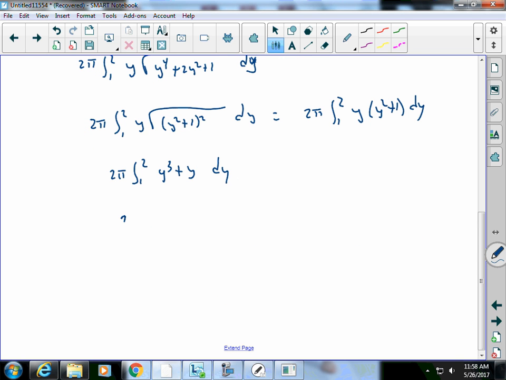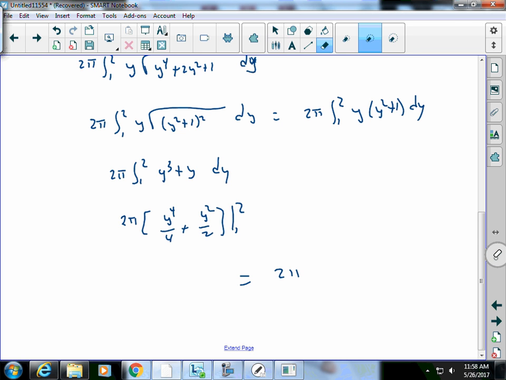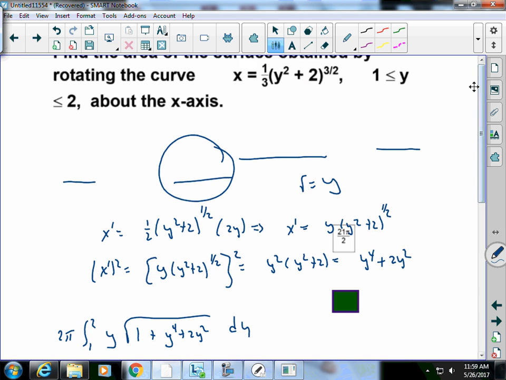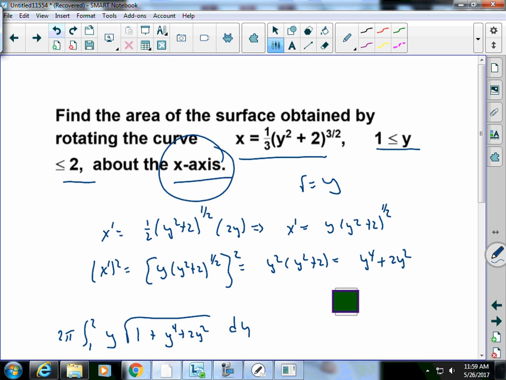Then I can integrate: 2 pi times y to the 4th over 4 plus y squared over 2, and I'm going to evaluate that from 1 to 2. When I evaluate that, I'll let you do that on your own. My answer is 21 pi over 2. So again, this was an example where I am in terms of y, but I'm rotating around the x-axis, so my r value is not the function, it's actually y.